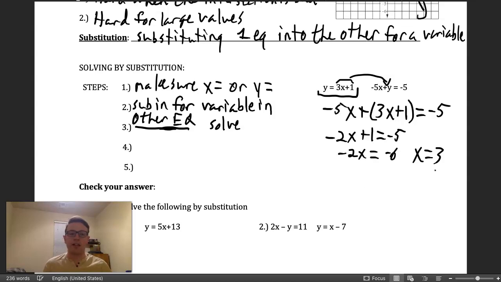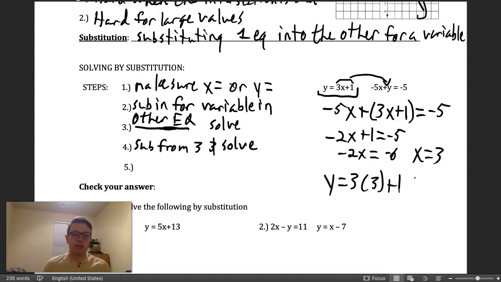Step 4 is going to be substitute that value into either equation and solve. So we can easily solve for y by plugging it back into our first equation. We don't have to do anything except for complete our calculations. So let's do that. We get y is equal to 3 times 3 plus 1, or y is going to be equal to 10.